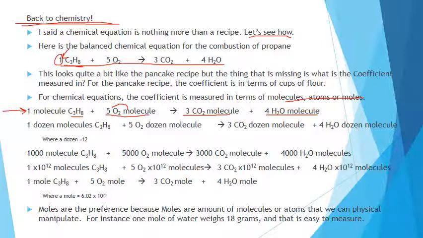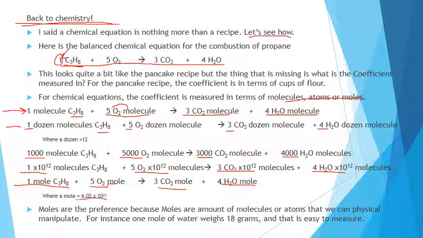I could also write it as 1 dozen molecules of propane plus 5 dozen O2s give me 3 dozen and 4 dozen. The main thing in here is the proportion stays the same. You can write it as 1,000 plus 5,000 gives me 3,000 and 4,000. It's the same ratio as 1 to 5 to 3 to 4. You could do 1 trillion to 5 trillion to 3 trillion to 4 trillion. Still gives me the same proportion. And then finally, the one that we use is that 1 mole plus 5 moles will give me 3 moles plus 4 moles.